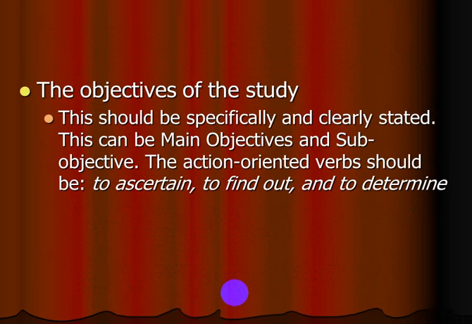Okay, so go on. How about the research objective? These should be specifically and clearly stated. The main objective and sub-objectives should be included. The action verb must be employed with this. You can start with to ascertain, to find out, to determine, to investigate. That is how to write the objective.